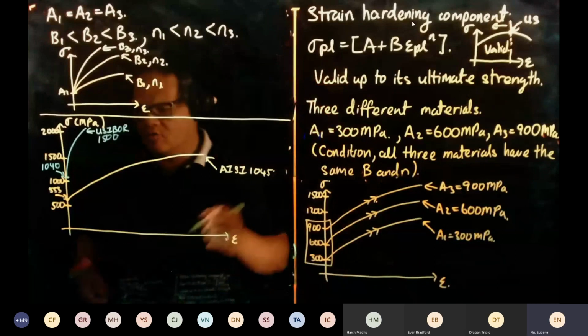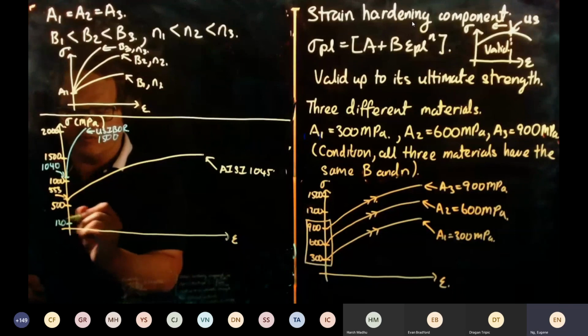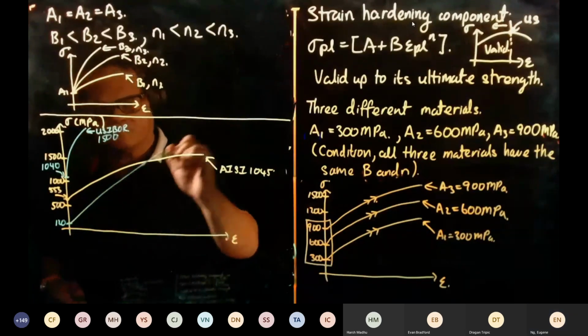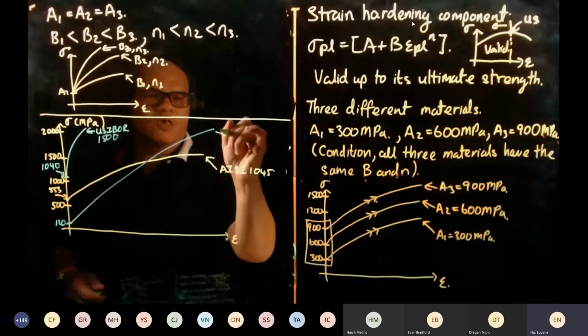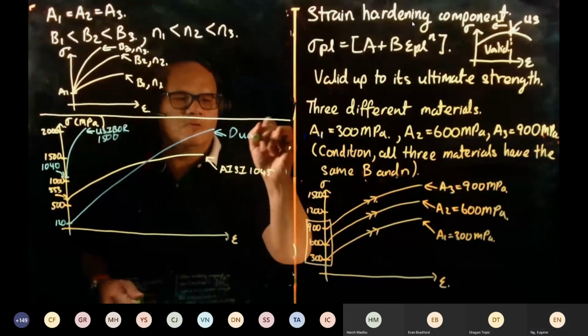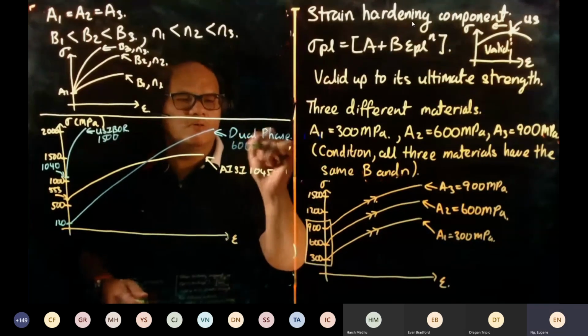This is our dual phase steel. So our dual phase steel is somewhere around here. You started at 120, so dual phase steel will do this. So this is our dual phase 600 steel.